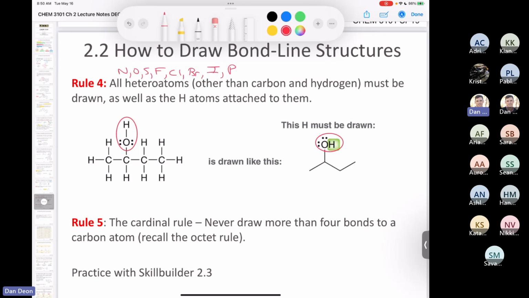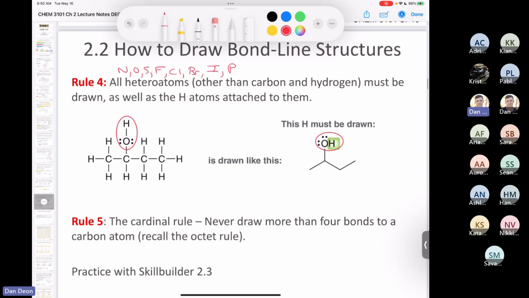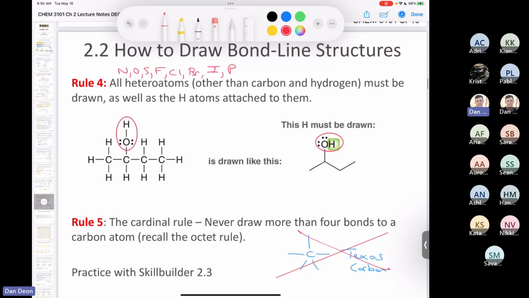And the cardinal rule, never draw more than 4 bonds to a carbon. Carbon is in the second period. It cannot exceed an octet of electrons. It's impossible. And so never, ever do that. In fact, if I ever see anybody draw a carbon like this, okay, we call this the Texas carbon, okay? And that is not a good thing, okay? So sorry if you're from Texas. It's not meant to offend or anything. It's just something that I learned down here in the States. They call that the Texas carbon. It's a big no-no, okay? Never draw a carbon with 5 bonds. I will never do that again, okay? That was a one-time thing. Let's go to the next slide.